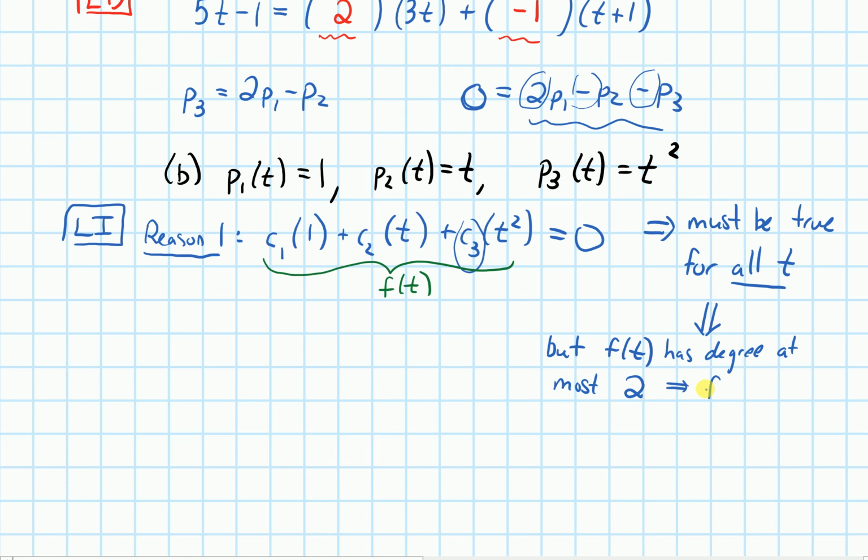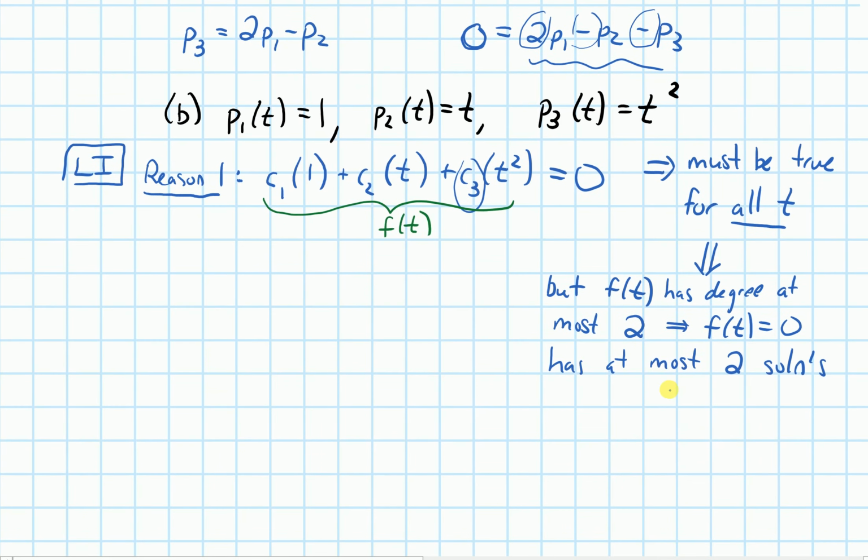Okay, so since this polynomial has degree at most 2, the equation f of t equals 0 has at most 2 solutions. In other words, there's at most 2 values of t that I can plug in that are going to make f of t actually equal 0. There is one caveat though to that, which is unless all of my coefficients equal 0, unless C1 and C2 and C3 all equal 0.